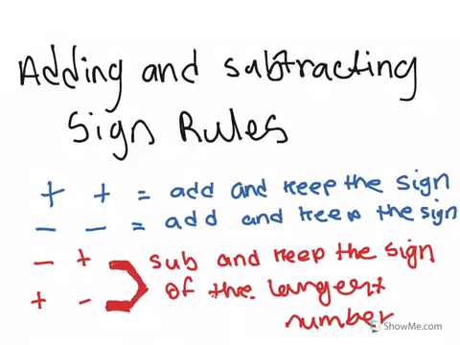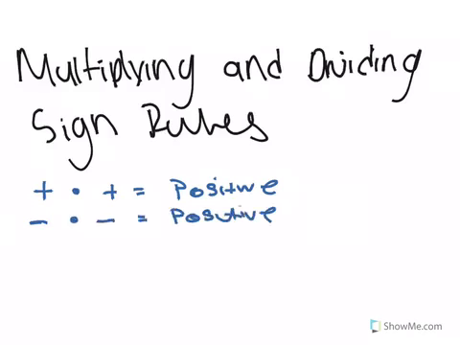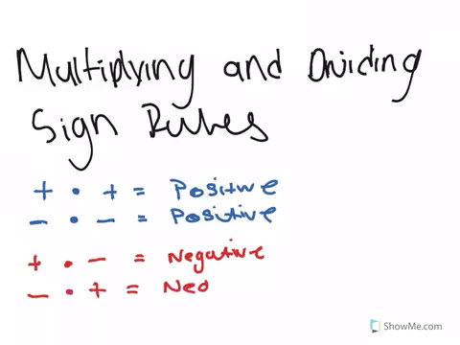Now, if you were to be multiplying and dividing, if you are multiplying a positive times a positive, your answer is going to be positive. If you are multiplying a negative times a negative, your answer is going to be positive. But if you are multiplying a positive times a negative, your answer will be negative. If you are multiplying a negative times a positive, your answer will be negative.